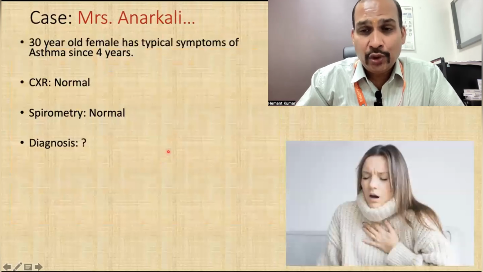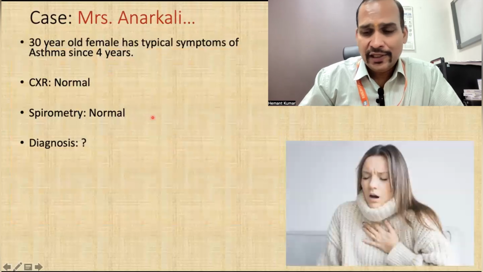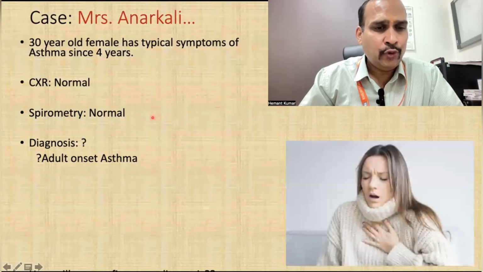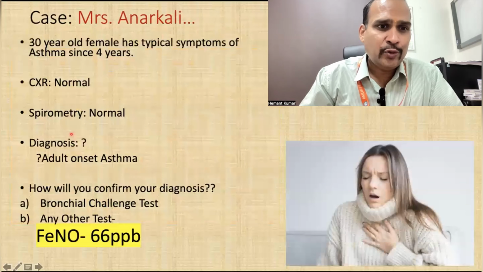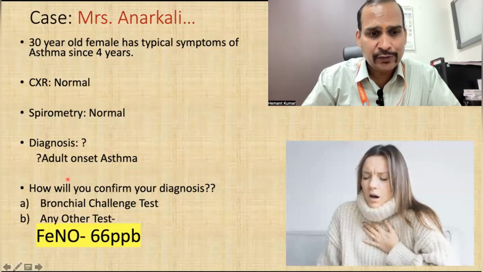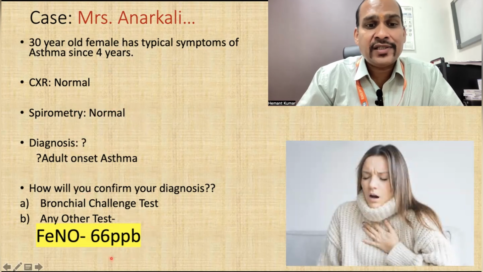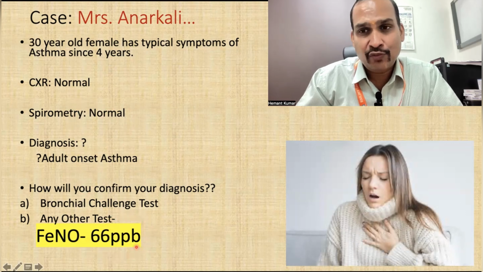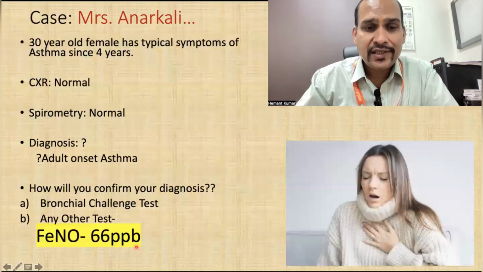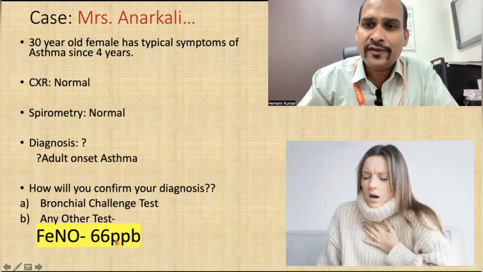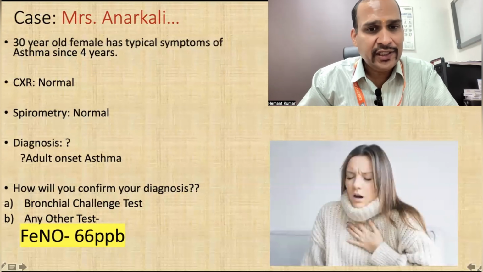So coming to our hypothetical patient. This lady has had symptoms for 4 years, adult onset asthma. We did a FeNO test because spirometry was normal. For diagnosis purposes, we did FeNO and it was 66 parts per billion. So what do you say? The patient has asthma, that is eosinophilic asthma, because FeNO is more than 50.